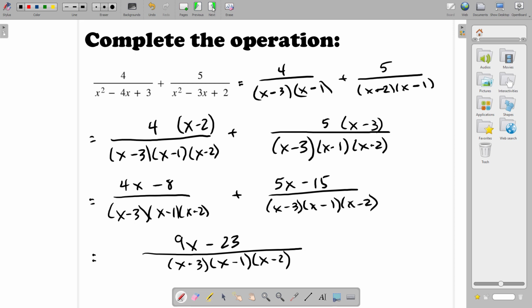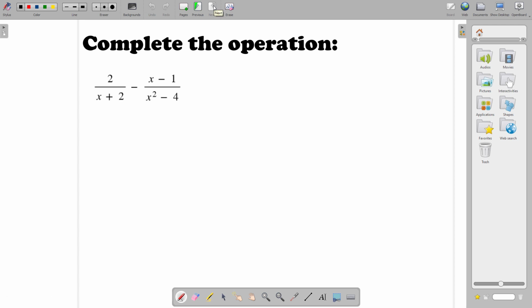All right. Last one. Let's take a look at this one. So I need to factor. I have to be careful that I'm subtracting. The denominator here, that's the difference of two squares. You need to be able to recognize those. If you need help with that, look at my video on the difference of two squares.